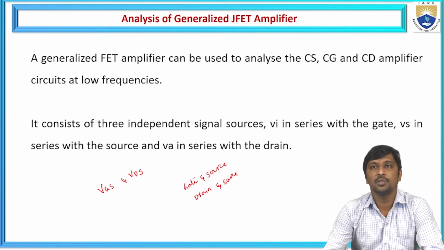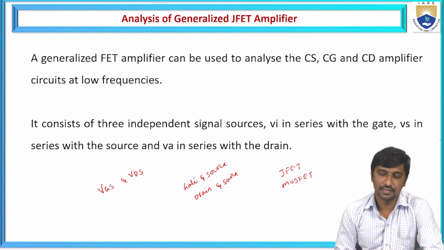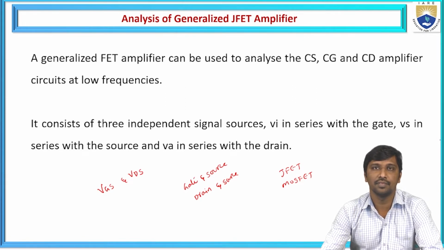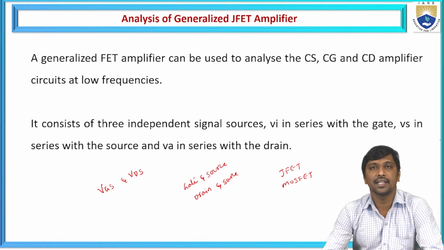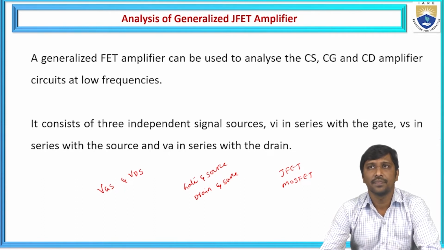We also know that the FET is defined as two types. One is the JFET, and another one is the MOSFET, where JFET stands for junction field effect transistor, and MOSFET stands for metal oxide semiconductor field effect transistor. In these we observe different types of construction based on the channel, either N channel JFET or P channel JFET. In the MOSFET, we observe enhancement as well as depletion type MOSFET.